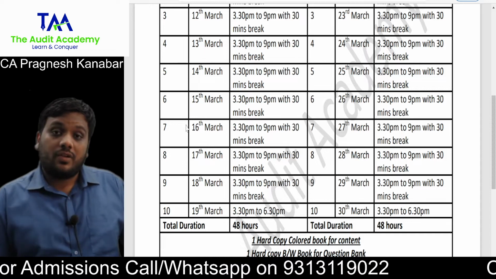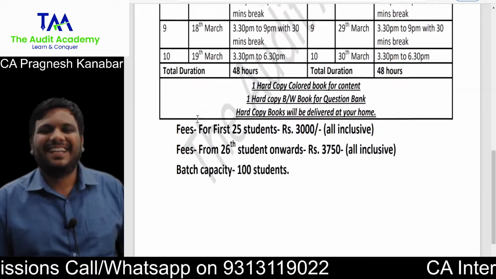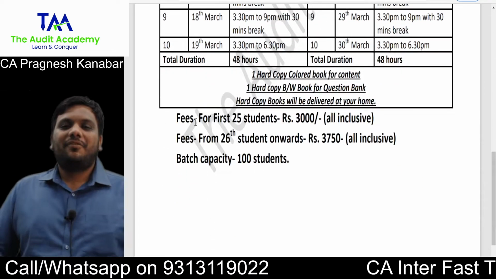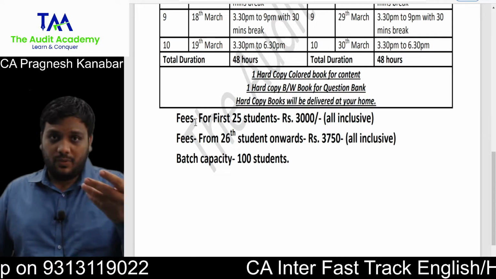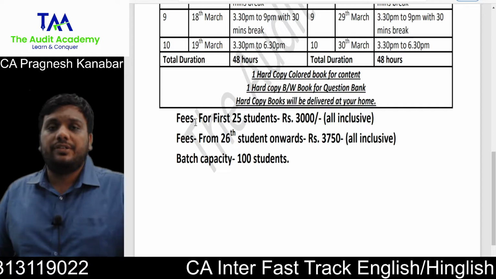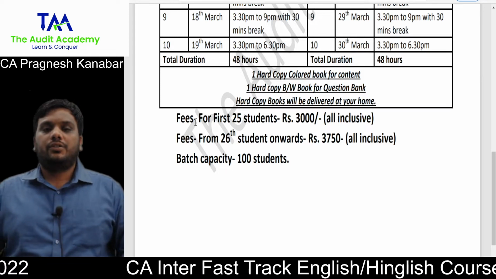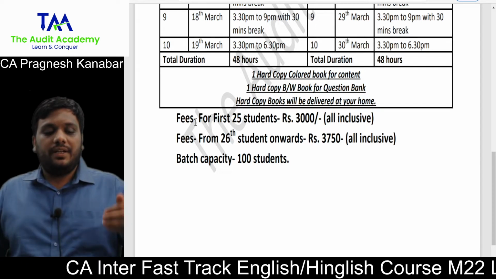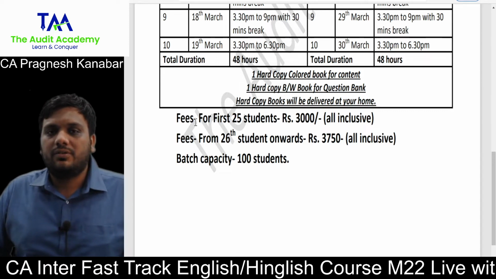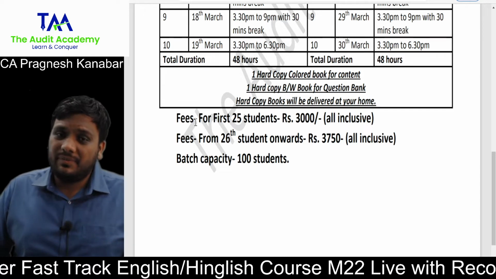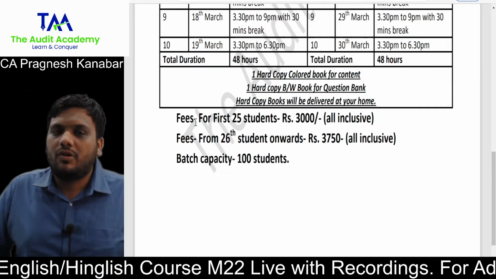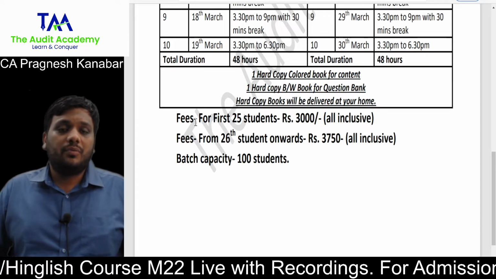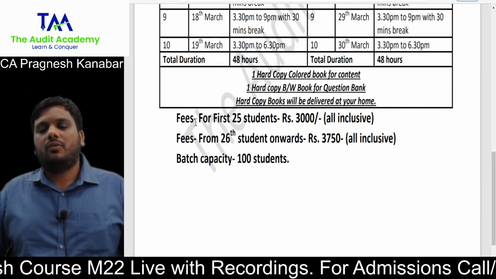All right. And now can we skip to the best part? That is the fees part. For first 25 students, fees is rupees 3,000. As you are looking at this video, many students have already started booking this course, so please enroll faster. From 26th student onward, fees will be 3,750. Sir, ये fees में, in this fees, are we going to get hard copy books? Of course, yes, you are going to get hard copy books, which will be delivered at your home. Separate book for content and question bank.